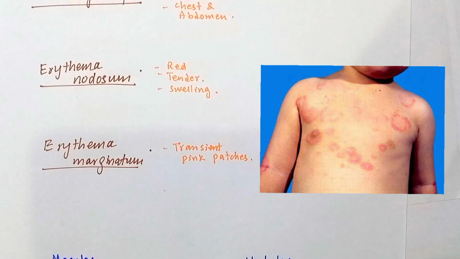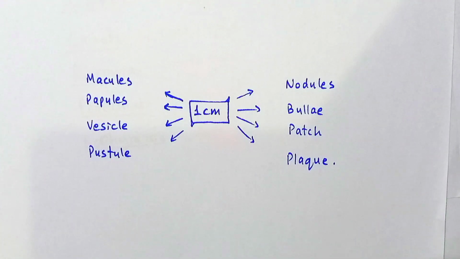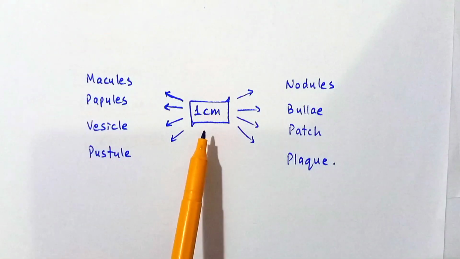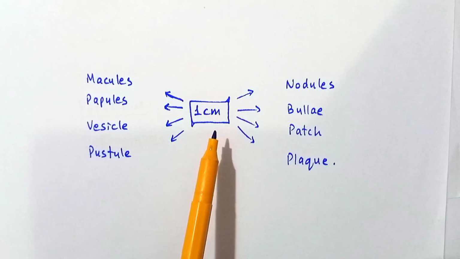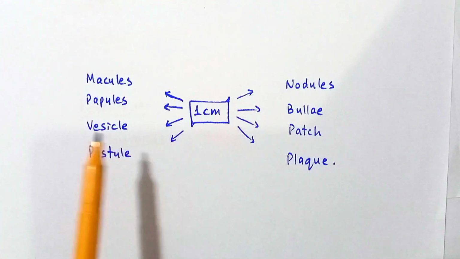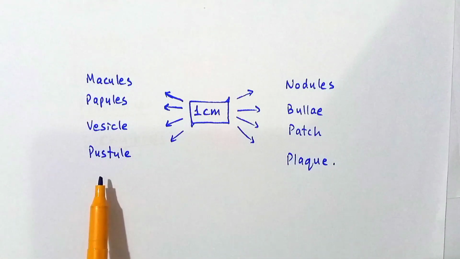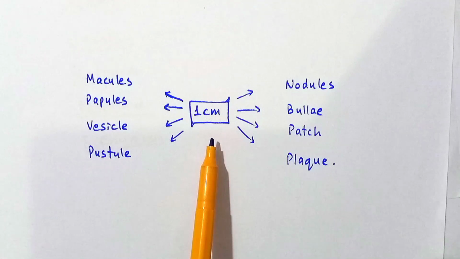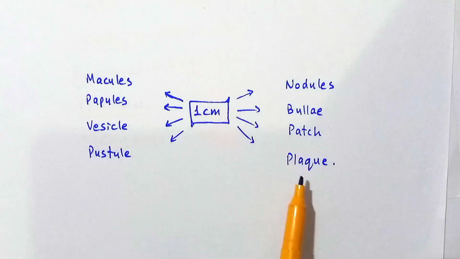Next one, the most important key point of this video is here. This is very helpful for you. In this you can see this is the limit of 1 centimeter. The skin lesions that have a diameter of less than 1 centimeter are the macules, papules, vesicles, and pustules. And the skin lesions that have a diameter of more than 1 centimeter are the nodules, bullae, patches, and plaques.